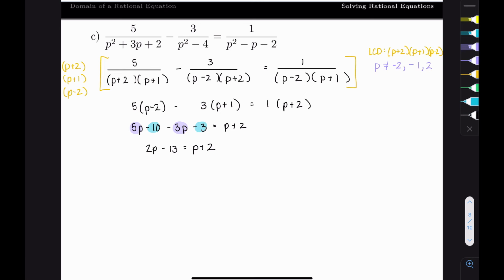So isolating the p values, let's go ahead and add 13 to the other side. And that leaves us with 2p on the left and p plus 15 on the right. And last but not least, subtract a p. That leaves us with a single p on the left and 15 on the right. And so we've gone through, we found our resulting answer. 15 is not a problematic number. So this is our solution to this equation.